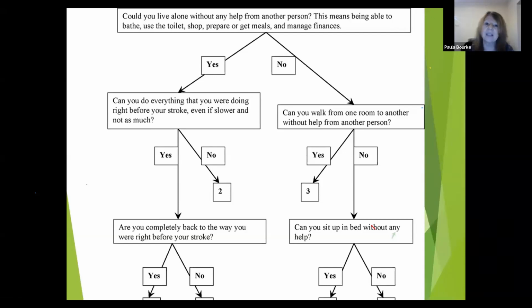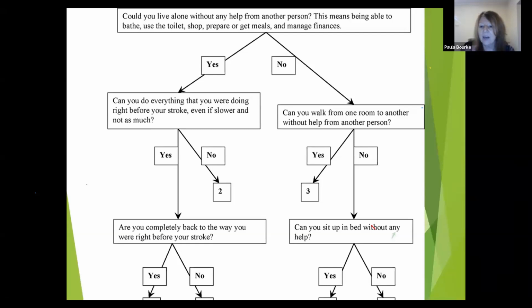If you say, no, I can't live alone, I can't manage everything, then you go down the other route. Can you walk from one room to another without the help of another person? If it's a yes, it's 3. So if you need a quad stick or a walking crutch, and you can walk physically and mentally from one room to another without any help from anybody else, then it's a 3. If you can't, it's a no.